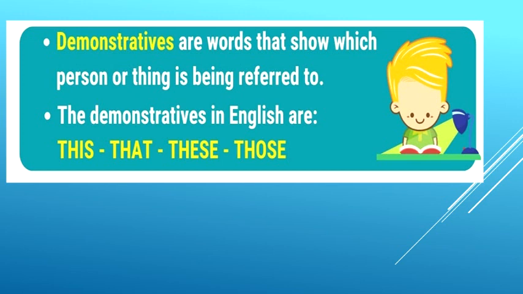Students, demonstratives or demonstrative pronouns are words that show which person or thing is being referred to. What do we mean by this? Students, when you want to point out any object or any person, we use the words this, that, these, those. Actually, these words are demonstrative pronouns the way they are used. Now, in this session, we are going to learn how these four words are used as demonstrative pronouns.